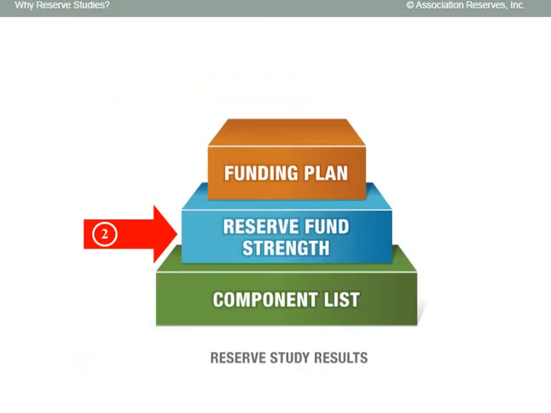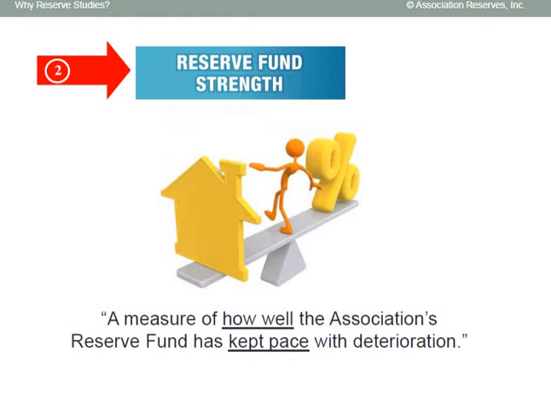And then I can move on, once you've got that reserve component list, to talk about reserve fund strength, the second of the three results. Reserve fund strength is a comparison of the cash that the association has in reserves on the first day of the fiscal year compared to the calculated deterioration of its reserve assets. It reveals how well the association's reserve fund has kept pace with the ongoing daily deterioration. If there's more deterioration than cash, then you know that reserve contributions haven't kept up. And that's the case that most associations are, unfortunately, in the United States.